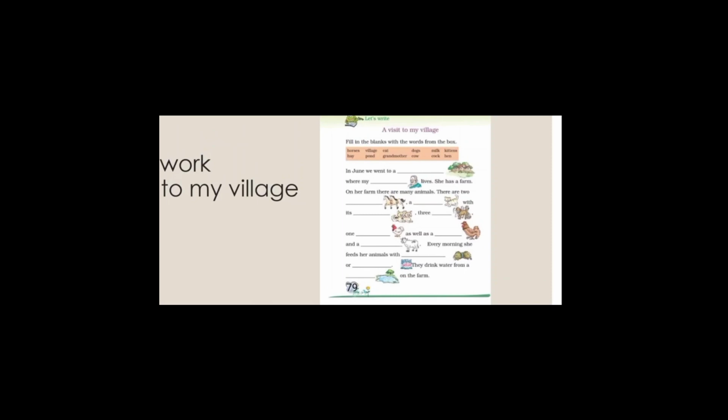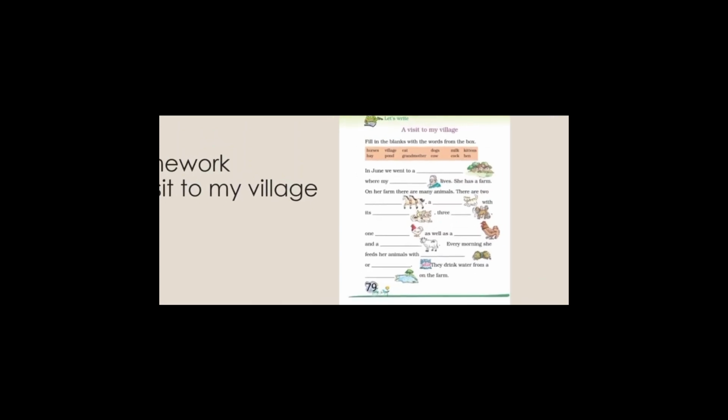Words in the box are horses, village, cat, dogs, milk, kittens, hay, pond, grandmother, cow, cock, and hen. Some pictures are given there. You have to look at the pictures very carefully and write down what they are inside the blank, all right? So let's do it. In June, we went to a blank. It's a village, so you will write village in the blank.